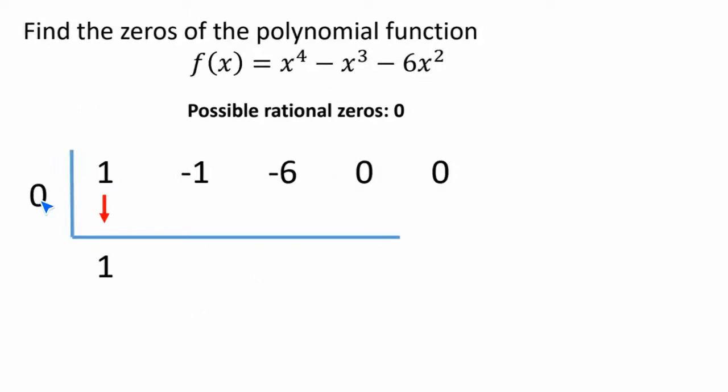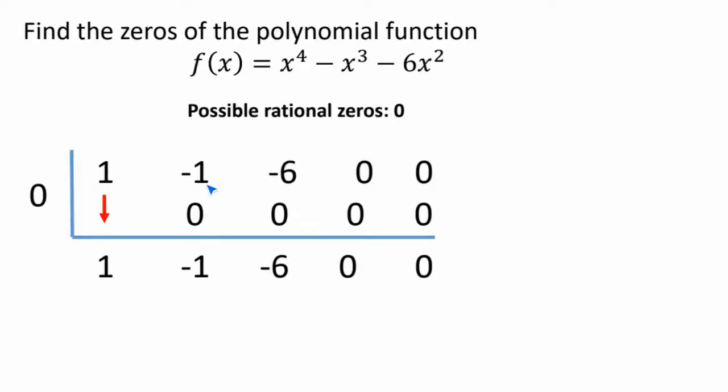So we're going to bring down the 1. 0 times 1 is 0. And if we do the process, then we get negative 1 times 0 is 0, and so on.